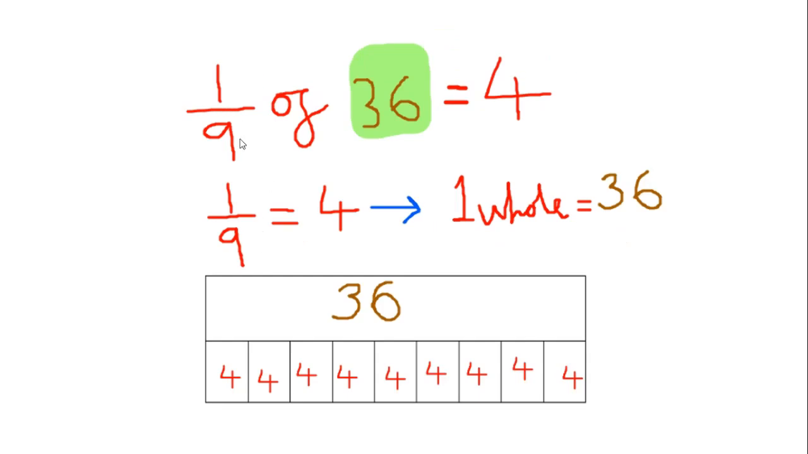So I looked at the denominator. It tells me that there are 9 equal parts in the whole. So if 1/9 is worth 4, then each of the other ninths are also worth 4. So if 1/9 is 4, the whole is worth 36. 9 times 4 equals 36. I wonder if you got that right.